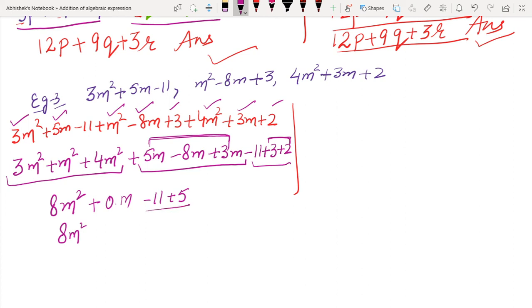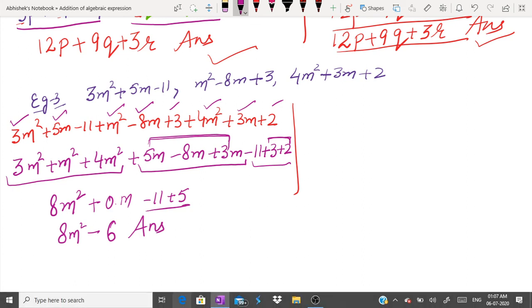Minus 11 plus 5. So we have opposite signs. Whenever we have opposite signs, we subtract the terms and the sign of the bigger term comes. 11 minus 5, it is 6, and the sign of the bigger term is that of 11. So here we have the answer 8m square minus 6.